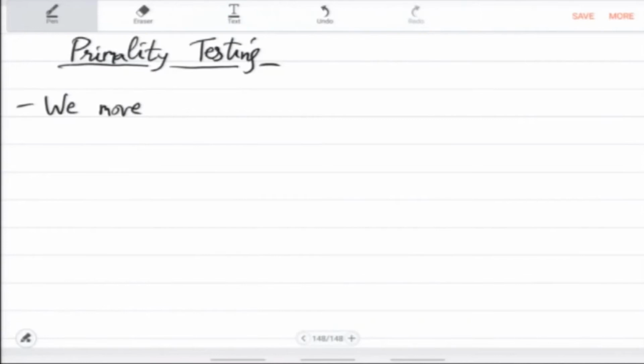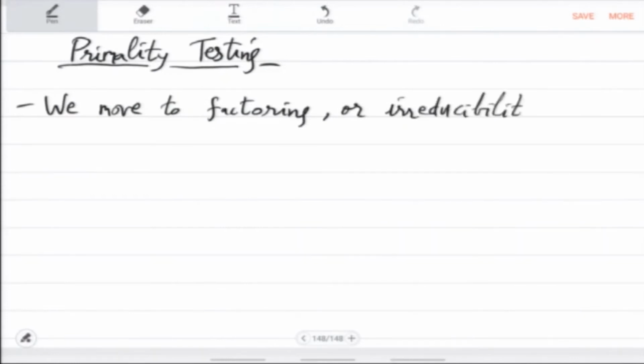Based on the hardness of integer factoring, there is this other public key crypto system, which is kind of more famous and used everywhere, called RSA. So we'll also cover that. So we move to factoring or irreducibility testing of integers.